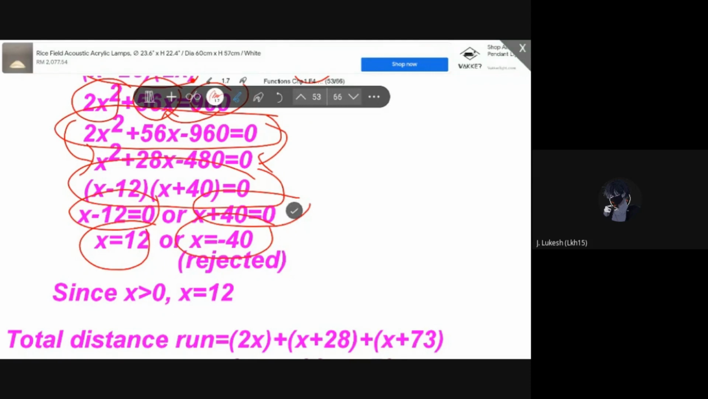So, why I reject negative 40? We already explained earlier, right? Jarak tu tak boleh negative. Length is not negative. So, kamu boleh buat kesimpulan kat sini. Since x is greater than 0, x is 12. So, untuk bagi tahulah mengapa kamu reject nilai ini, because the condition that x is greater than 0.